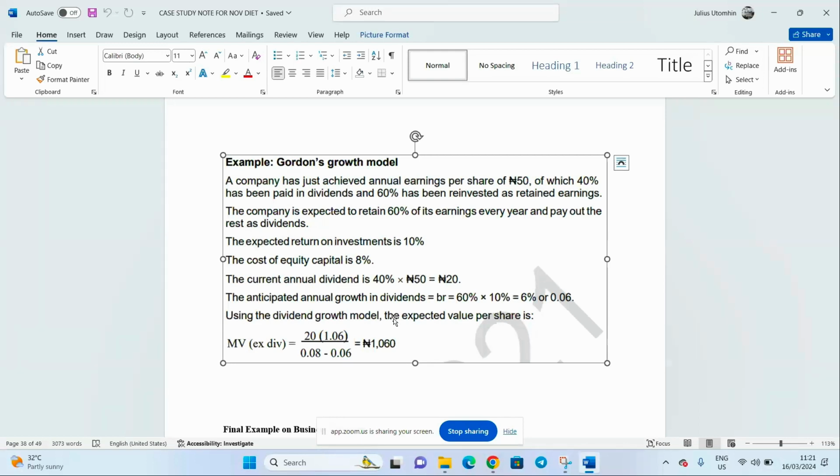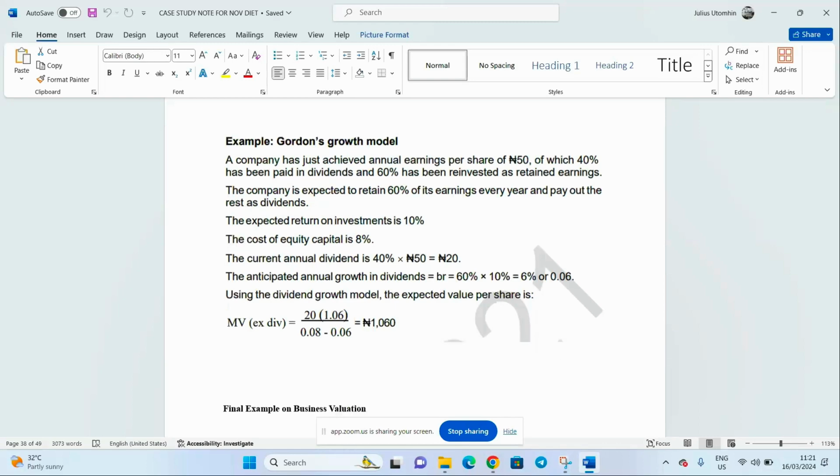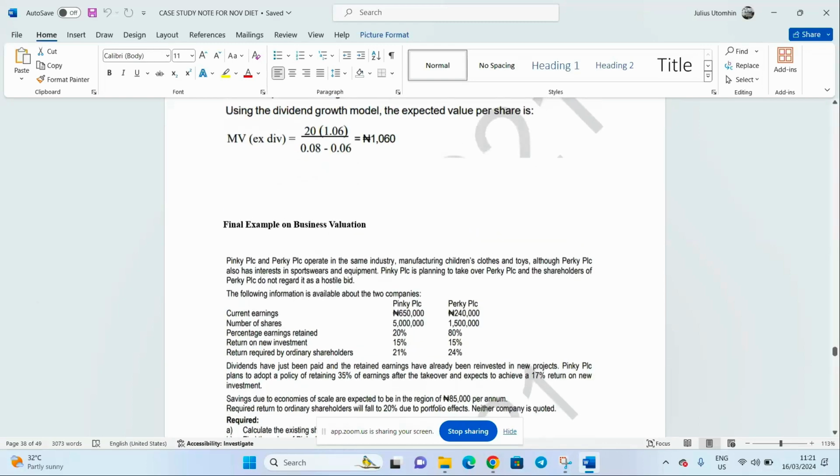Yes, sir. So 20 times 1.06 divided by 0.02 is ₦1,060. So that is what that one is all about.